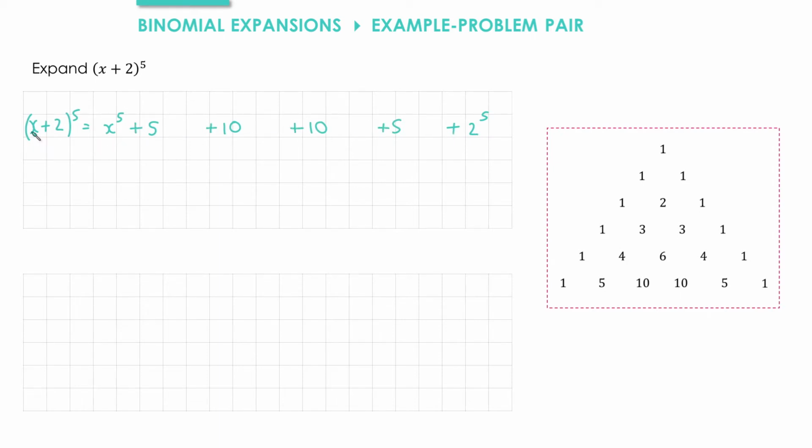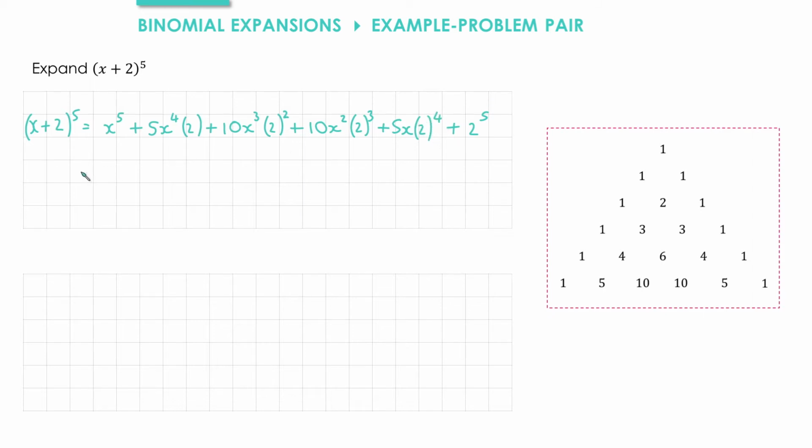Next, we'll put in our powers of x. We've got x to the 5, then we have x to the 4, and then x cubed, x squared, and x. Then we'll put in our powers of 2. So we have 2 to the 1, which is just 2. We have 2 squared. We have 2 cubed. And we have 2 to the power of 4.